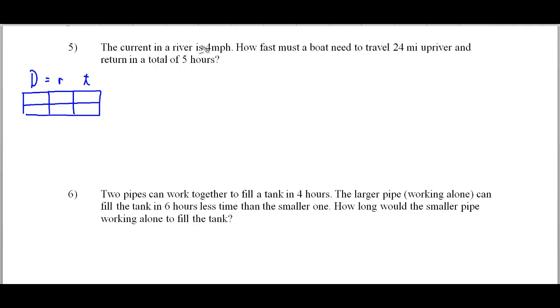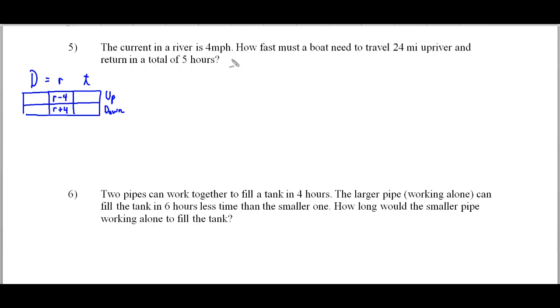The current of a river is 4 miles an hour. Now what's important about that is that it affects the rate. If you're going upstream, you're going against the current of the river, so you're going R minus 4. Now if you're going downstream, the current is working with you, so you're going R plus 4. So upstream and downstream change your speed based on how fast the river is going.